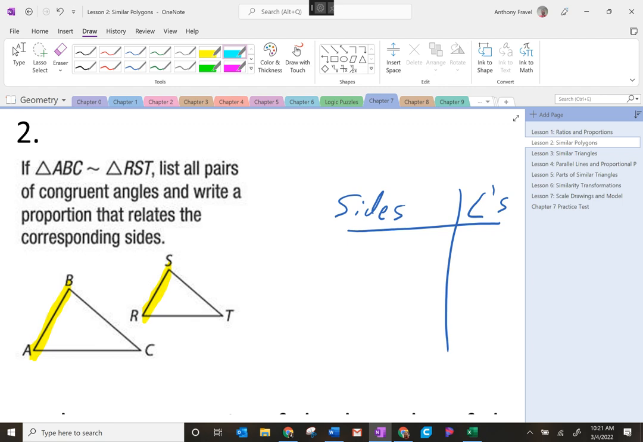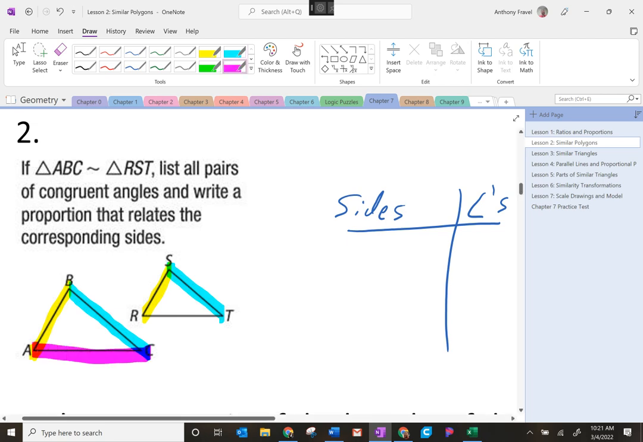All right, my next line segment, I'll go for BC. Which one matches up with BC? ST, fantastic. And then my last side, I've got AC. Which one matches up with that?